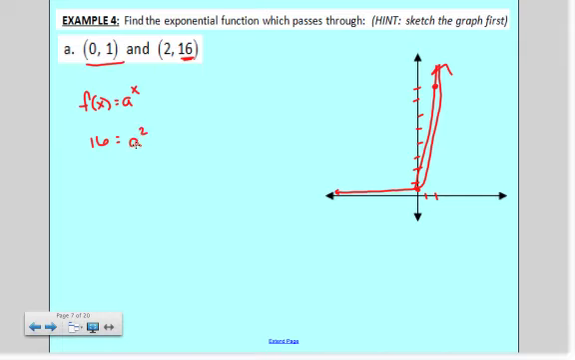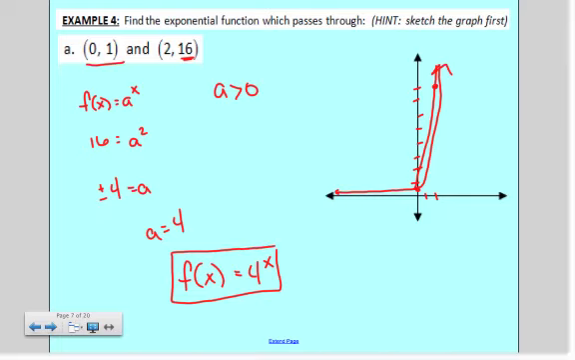All right, so I can square root both sides. Okay, so square root both sides, and I get plus and minus 4. a equals plus or minus 4. But what's our rule for exponentials? a has to be greater than 0. So we have to throw out the negative one, and a is 4. And now we're going to write the function f of x equals 4 to the x. Boom. There we go. All right.